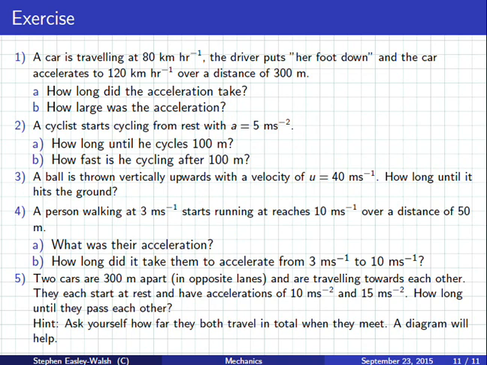So if you need to, you can take a picture of this, okay? And then what I would like you to do is, I want everybody to do the first one now. And then once number 1 is done, we'll do the next lesson, okay?